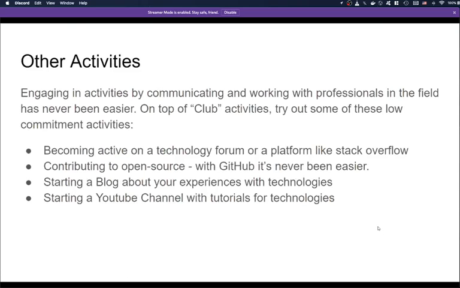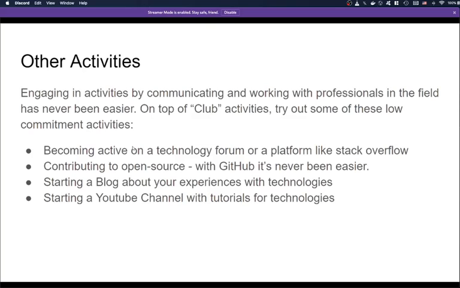Alright, so other activities. You don't just want the IEEE, as nice as the IEEE is, and as you'll later see on my resume, is the only activity that I have. But you also can engage in other things. It doesn't have to be a club. There's more to activities than just joining a club, right? On top of club activities, there are also these low commitment activities. I say low commitment, but some of these are actually kind of high commitment.